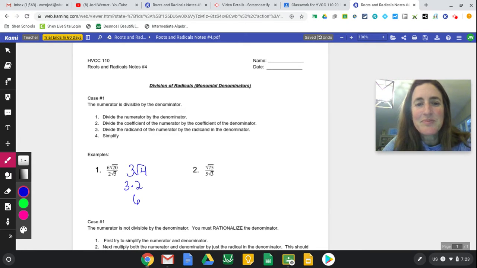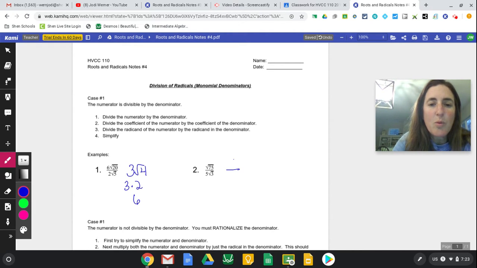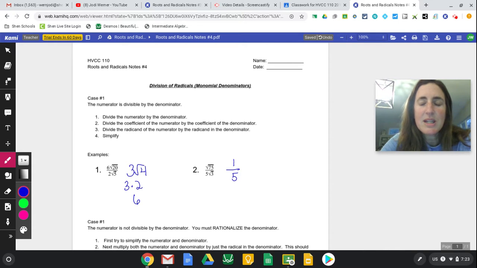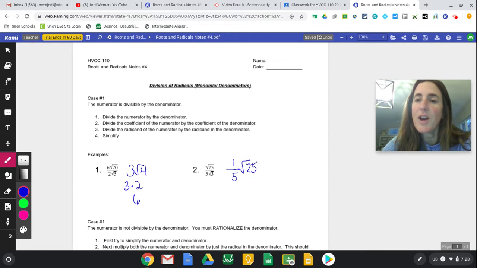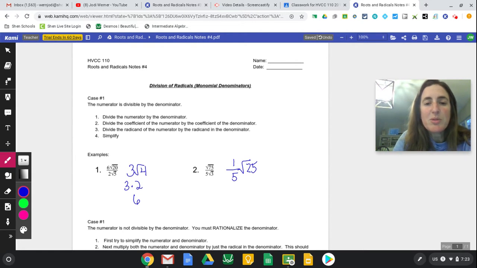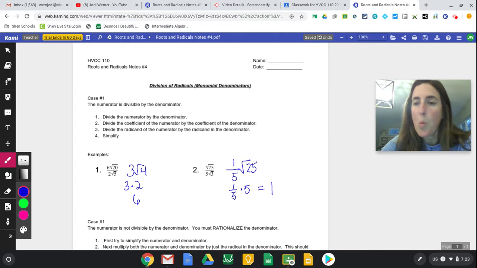Let's try the next one. Okay, so 5 does not divide into 1. So I have 1/5 left because it doesn't divide in there. But 3 divides into 75. 3 goes into 75 25 times. So this is like 1/5 radical 25. But radical 25 is just 5. So 1/5 of 5 is just 1. So this whole problem turned into the number 1. That's so fun. I made it that way.